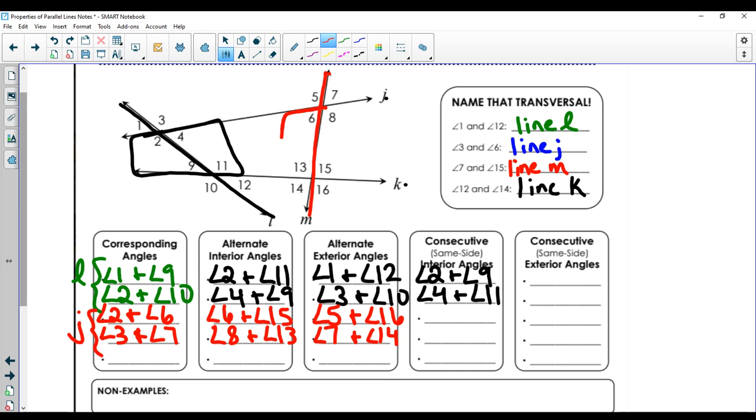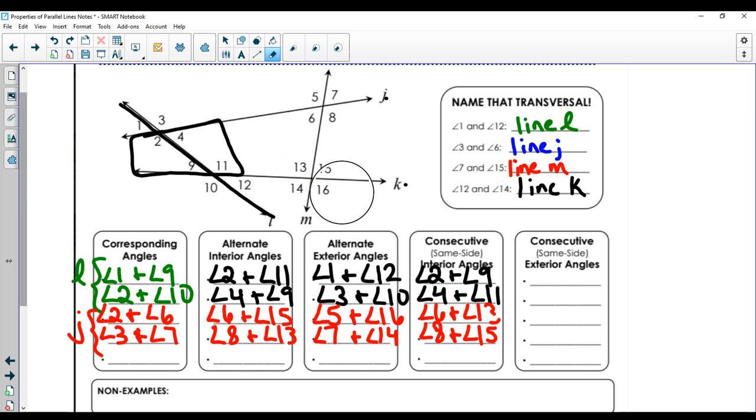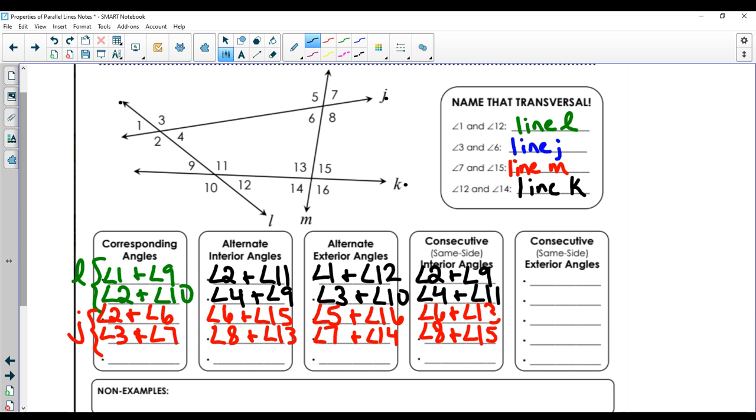If we think about the red over here, this is the inside angles, your interior angles. Your same sides are going to be 6 and 13, and then 8 and 15. Okay? So consecutive means on the same side of the transversal. Interior means they're inside your main lines. And now the last pair, put my transversals back.